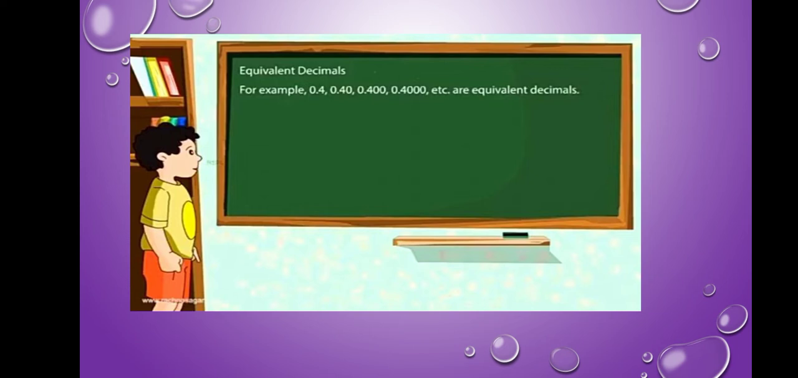Equivalent decimals. For example, here I am giving 0.4, 0.40, 0.400, 0.4000. These are equivalent decimals, because the value of the decimals is the same, 0.4. After the 4, even if you put any number of zeros, the value does not change. The value remains the same. So 0.4, 0.40, 0.400, etcetera are equivalent decimals.